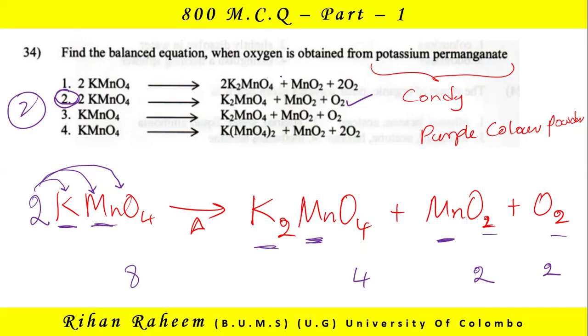What type of chemical reaction is this? There are 4 types of chemical reaction: chemical combination, chemical decomposition, single displacement, double displacement. Out of that, what type of reaction is this? One is breaking into many other particles.